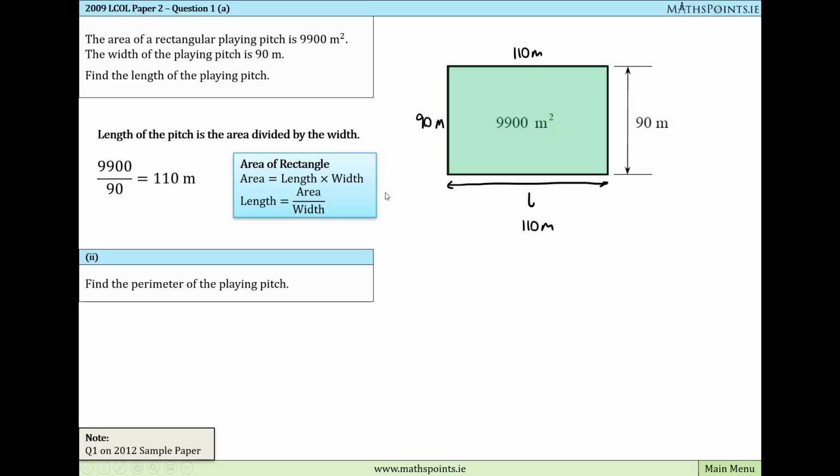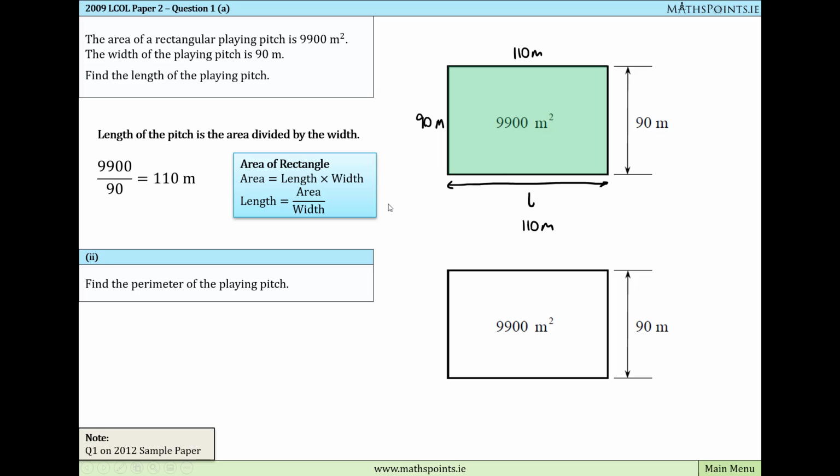The second part of the question then says to find the perimeter of the playing pitch. So the perimeter of a rectangle is basically just the sum of the distances around the outside of the rectangle. So it's going to be the length plus the width plus the length plus the width, or in our case 110 plus 90 plus 110 plus 90.